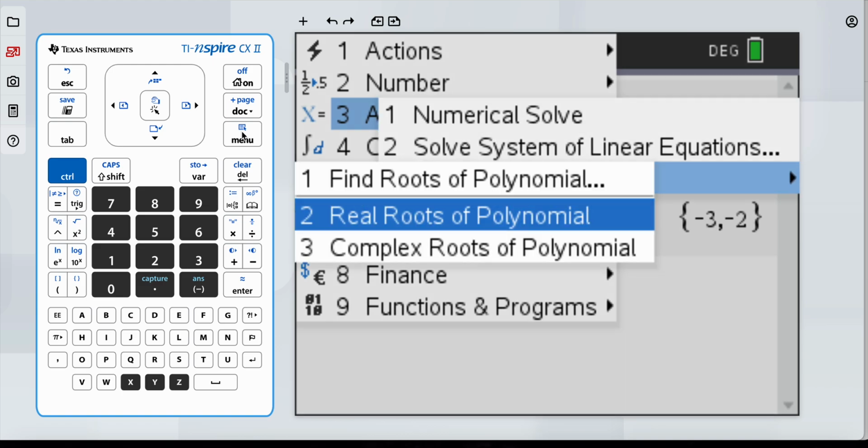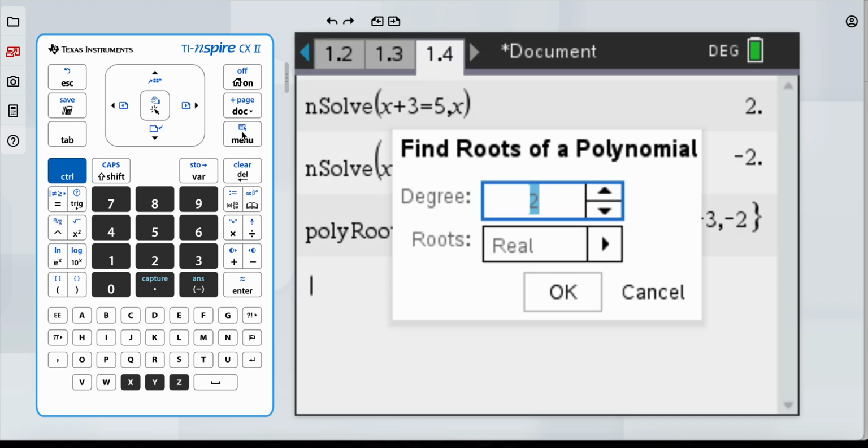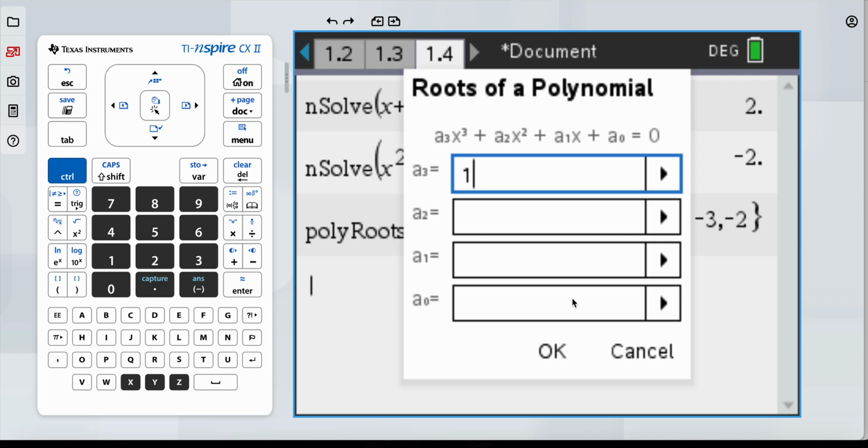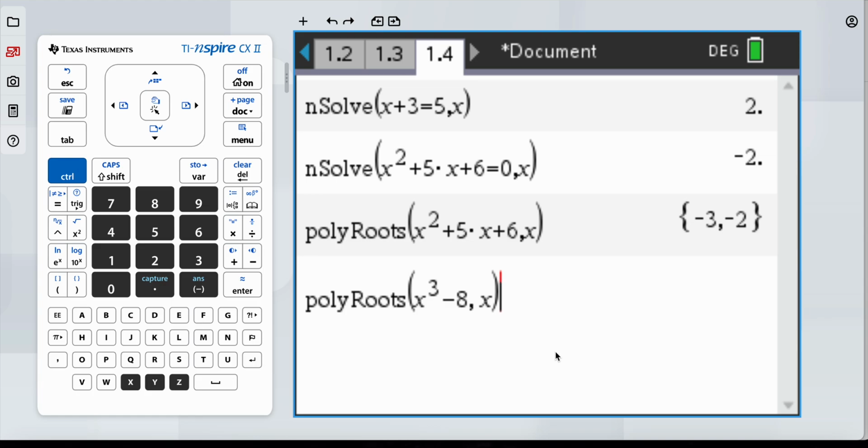We could solve one with an x cubed in it. So I'm going to say there are 3 degrees, and I want my roots as real. And this one is x cubed. Now, I'm going to make a mistake deliberately, and I'm going to say it's x cubed minus 8 equals 0, and press OK. It doesn't like that. So it wants these to be filled in with zeros. So again, this is x cubed minus 8 equals 0. Now I'm looking for real answers. So this would just give me the 1 root, which is 2.